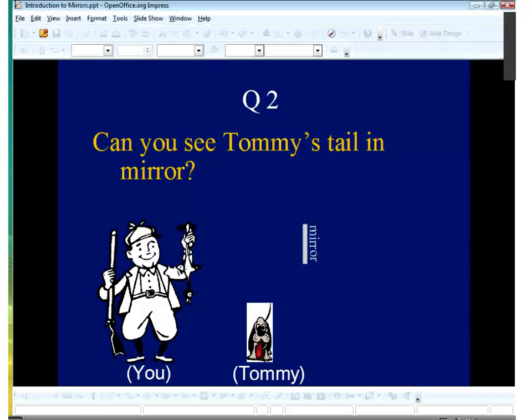Okay, now consider this particular drawing, and there's a dog called Tommy. Can this dog be seen? That's the question. Exactly in this situation.